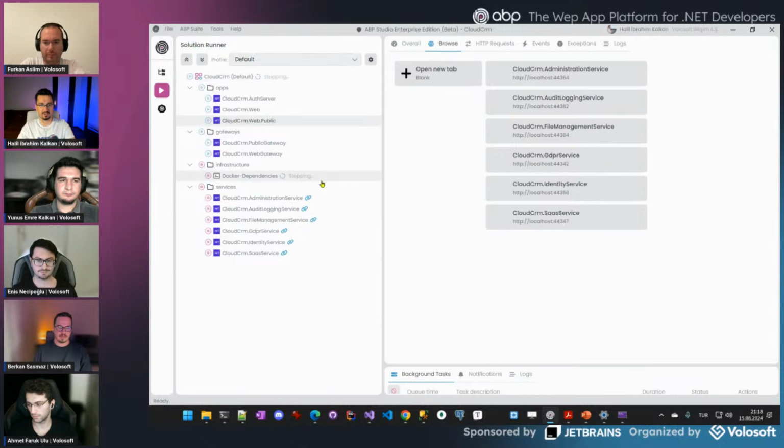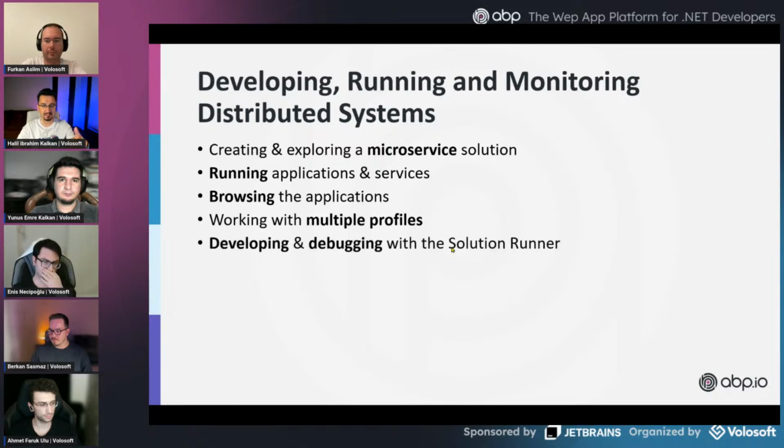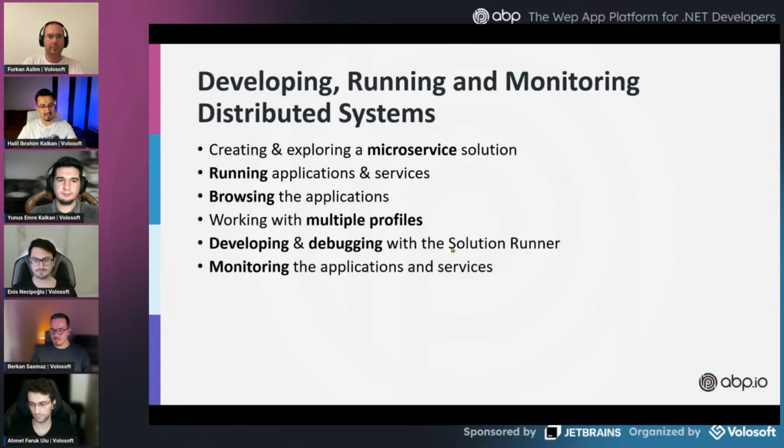I can stop the applications. I explained how to work with multiple profiles. I did not go deep actually, but I just mentioned there is a feature like that. We have seen how ABP Studio Solution Runner can simplify debugging and developing this kind of distributed system. We have seen how to monitor the applications and services by getting all HTTP requests, all distributed events, exceptions, and logs in real time.